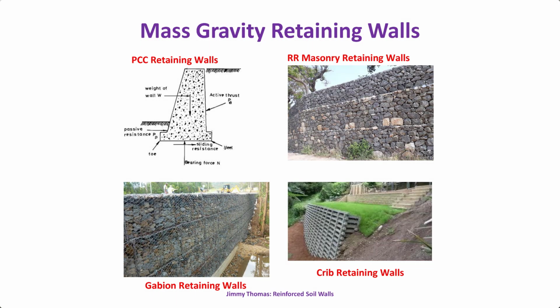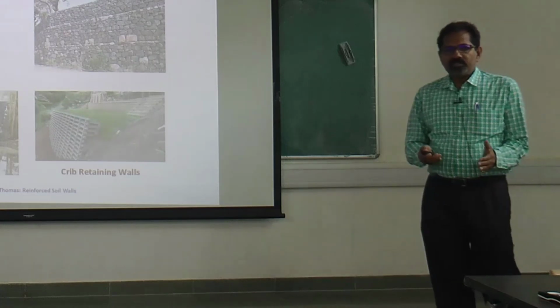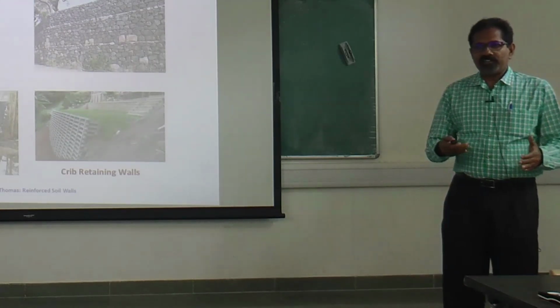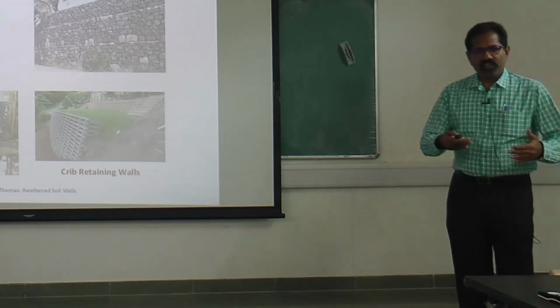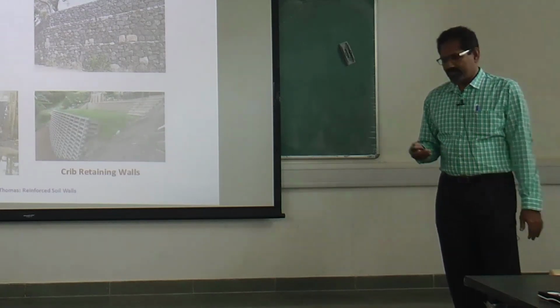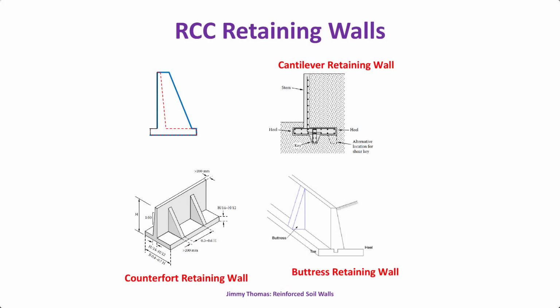Now, look at the mass gravity. This can be PCC or masonry, gabion, crib walls. These depend on the pure weight, actually. That's why it's called mass gravity. It depends on its own weight to resist the earth pressures. Then we have the RCC, which is cantilever, counterfort, and buttress. We are familiar with these systems.